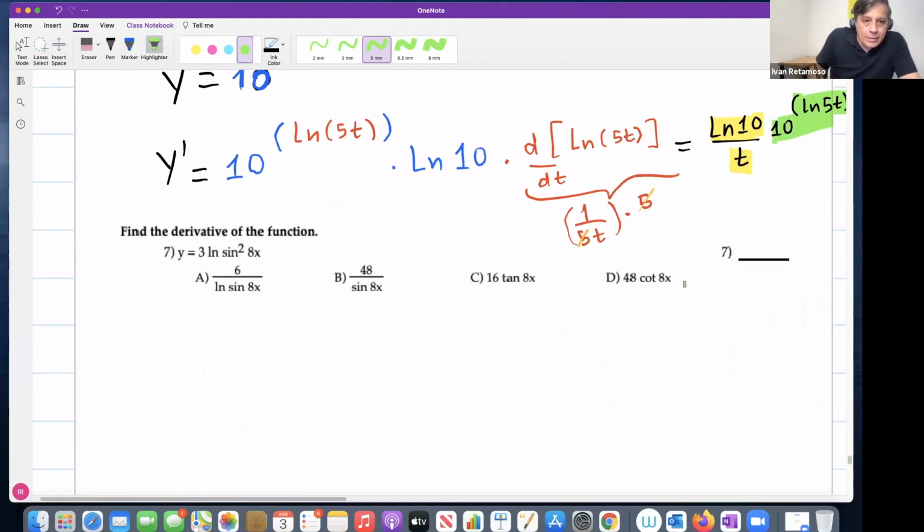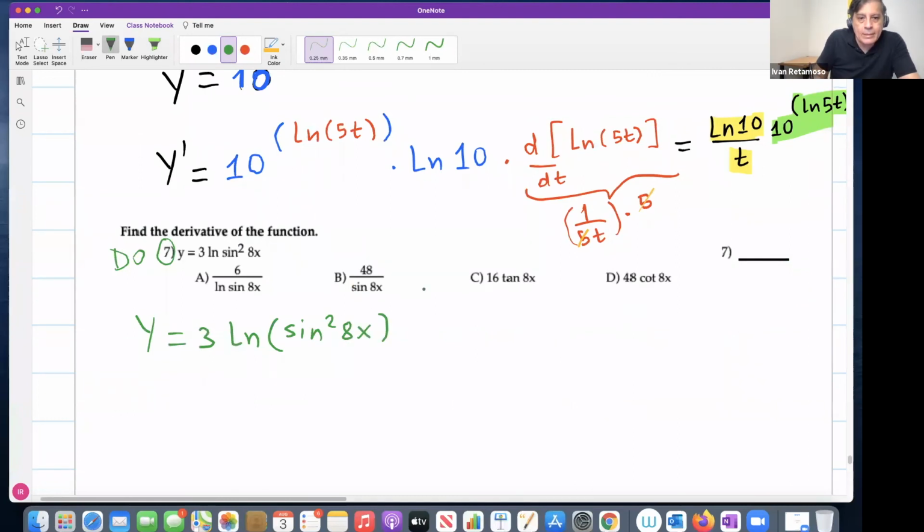Can you try number 7? I think it's easier. Yeah, we're coming down to the end of this. Y equal 3 times natural log of, I'm gonna place this within parentheses so it will be easy for us to identify our inside function or outside function. This number 3, hint, don't worry about that. Take it outside of the differentiation, okay? Focus on taking the derivative of this outside function natural log, inside function sine.